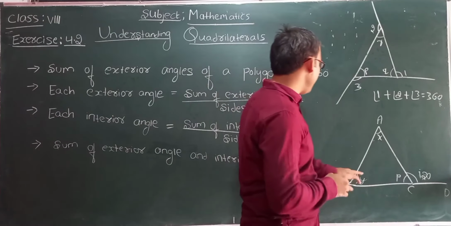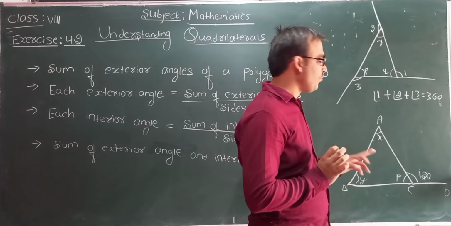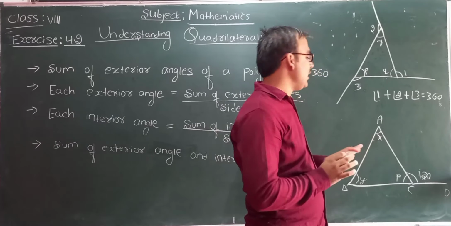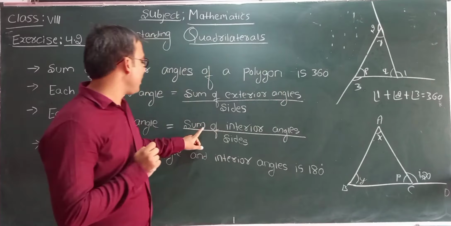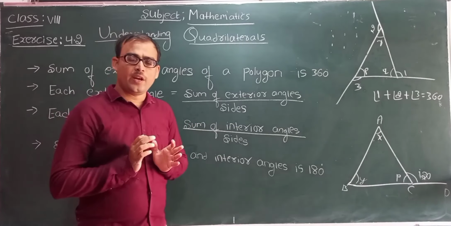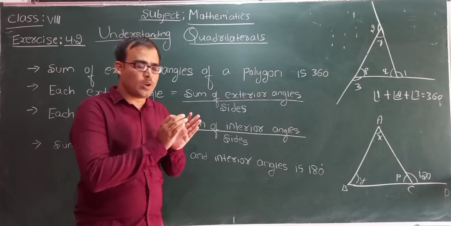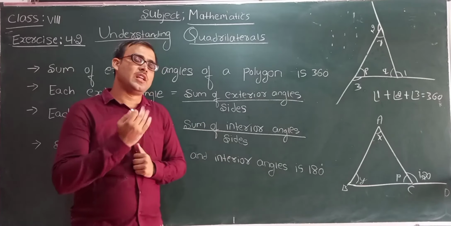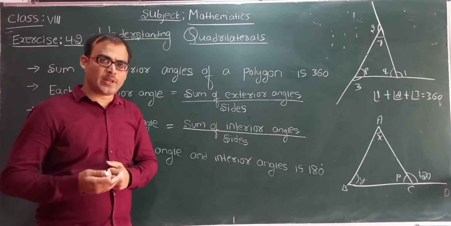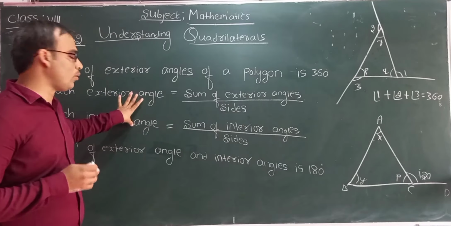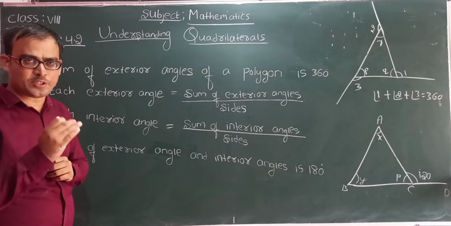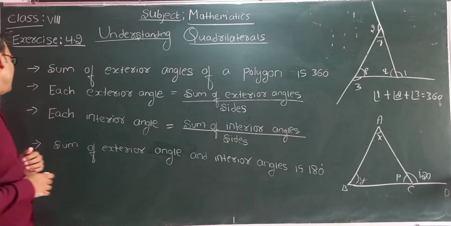Now, each interior angle is equal to the sum of the interior angles divided by the number of sides. Suppose we want to find the value of any interior angle of a polygon. If we divide the sum of the interior angles of that polygon by the number of sides, we get the value of each interior angle. Again, these formulas hold good only for regular polygons. Regular means all sides are equal and all angles are equal.